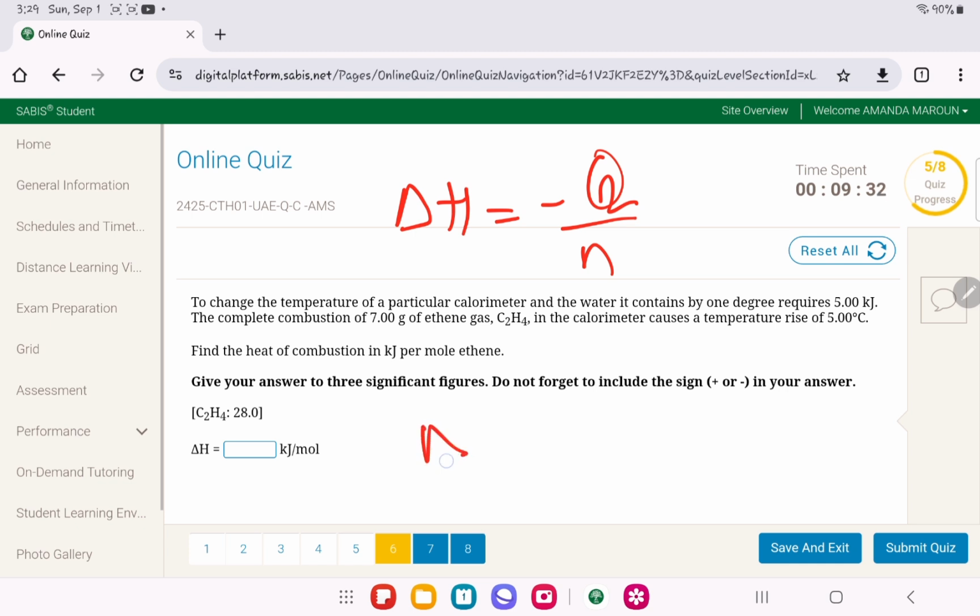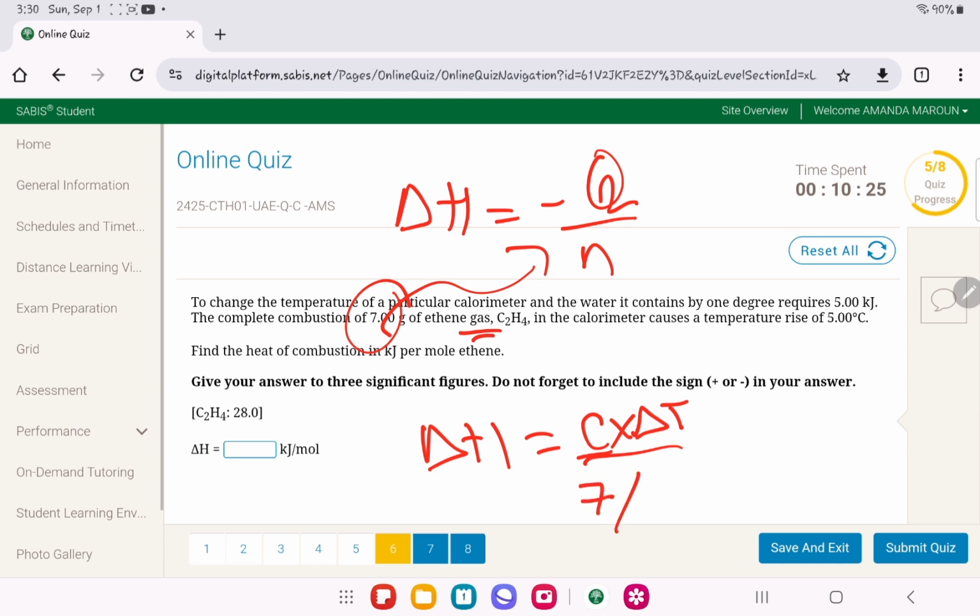So if we're going to expand the equation even more, we know that negative Q usually is M times C times delta T. But in this case, when they're talking about negative Q over N, and they're talking about a gas, okay? Whenever they're talking about a gas or a liquid, we only use Q as C times delta T without the mass. We're going to use the mass for what? To find the number of moles. So we're going to have 7 over the molar mass, which is 28 in this case.